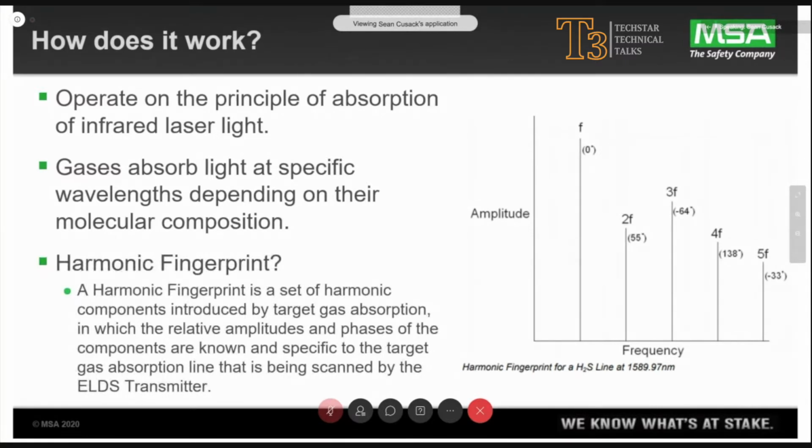I have found that the harmonic fingerprint can be a little confusing, so here it is in a nutshell. I'll read it for you. A harmonic fingerprint is a set of harmonic components introduced by target gas absorption, in which the relative amplitudes and phases of the components are known and specific to the target gas absorption line that's being scanned by the ELDS transmitter.